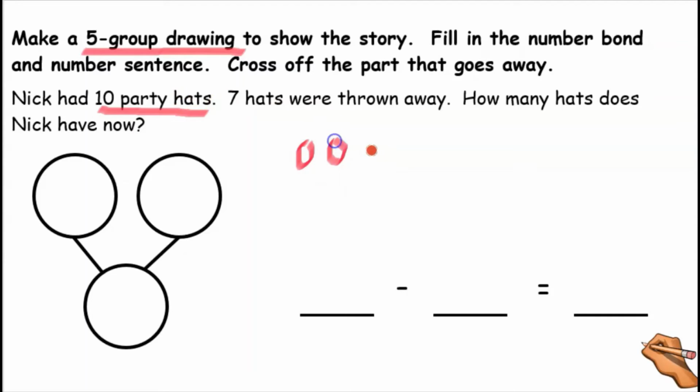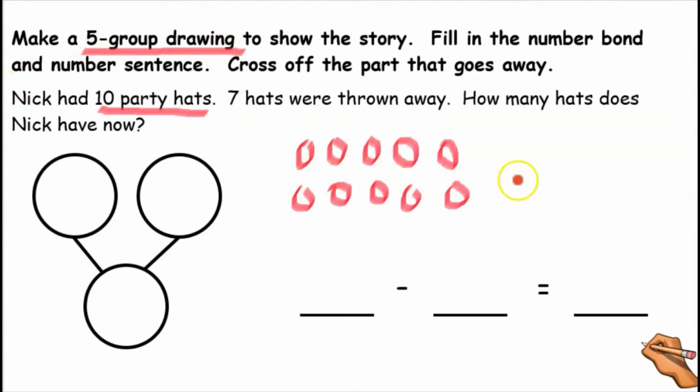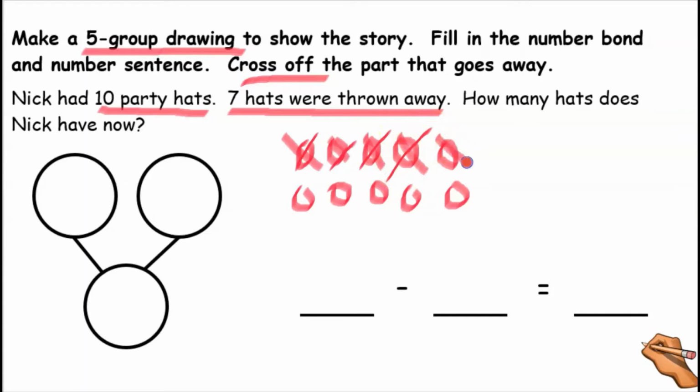1, 2, 3, 4, 5, 6, 7, 8, 9, 10. Remember, a 5 group drawing means we draw 5 circles at a time. Now, we need to know how many we're going to cross off. 7 hats were thrown away. That means 7 were put in the garbage and they no longer could be used. So we need to cross out 7. 1, 2, 3, 4, 5, 6, 7.